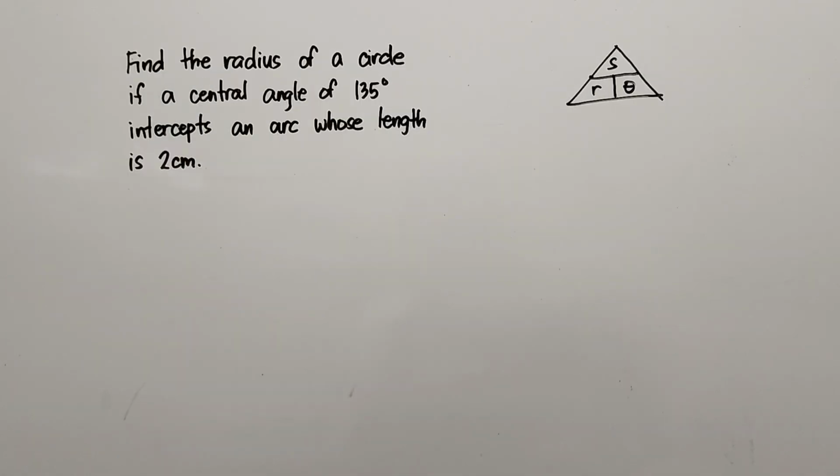In this problem, find the radius of the circle if a central angle of 135 degrees intercepts an arc whose length is 2 cm. The given are the following. Theta is 135 degrees. The arc length, or the S, equals 2 cm. And we are asked to find the radius. We cannot go directly with the formula since our theta is not yet in radian measure. So we need first to convert 135 degrees to radian, which is 3 pi over 4.